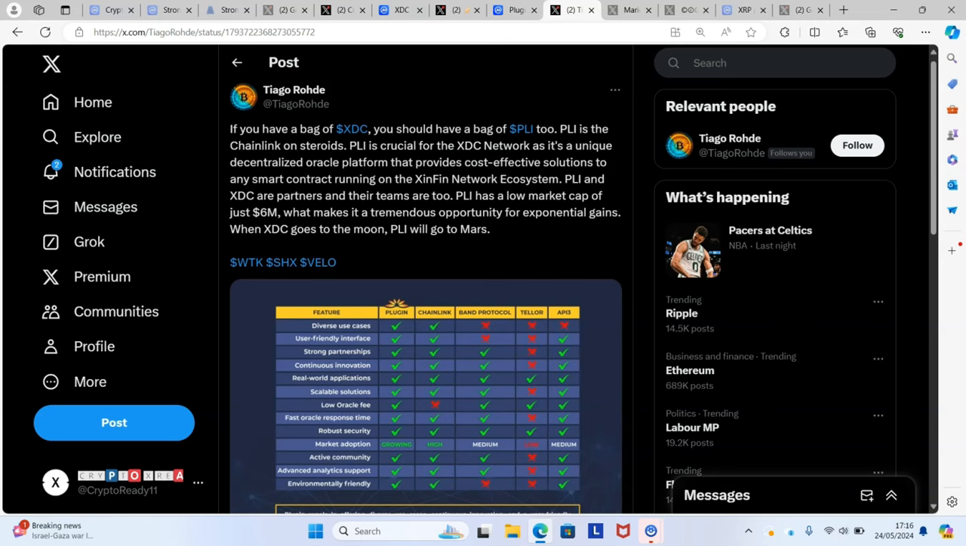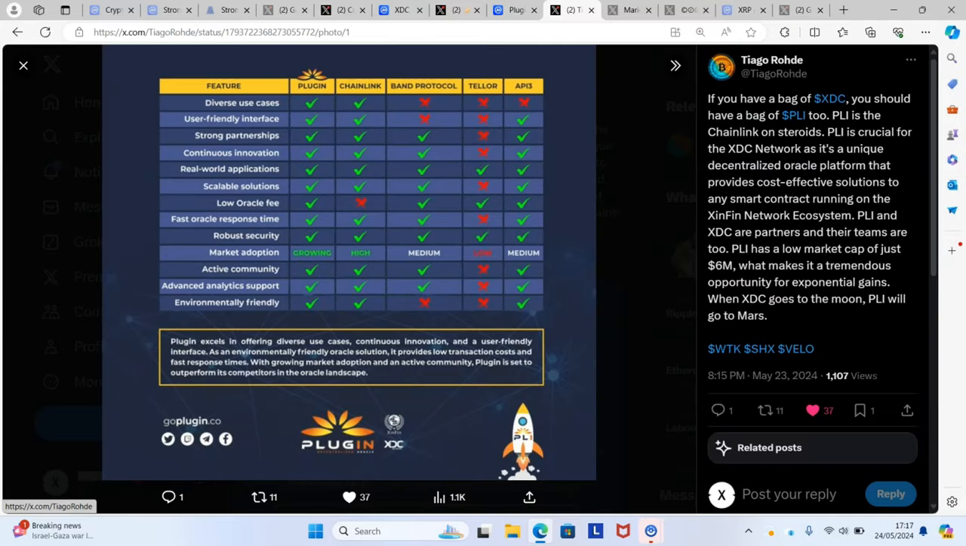PLI is crucial for the XDC network as it's a unique decentralized oracle platform that provides cost-effective solutions to any smart contract running on the XinFin network ecosystem. PLI and XDC are partners and their teams are too. PLI has a very low market cap of just 6 million as you just saw, what makes it a tremendous opportunity for exponential gains. When XDC goes to the moon, PLI will go to Mars. And this comparison, guys, lays it very clearly for everybody.